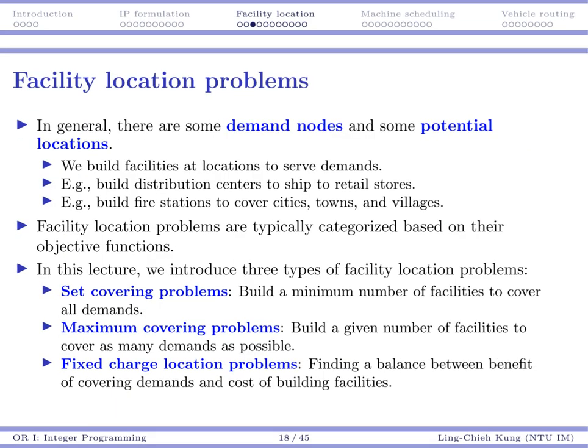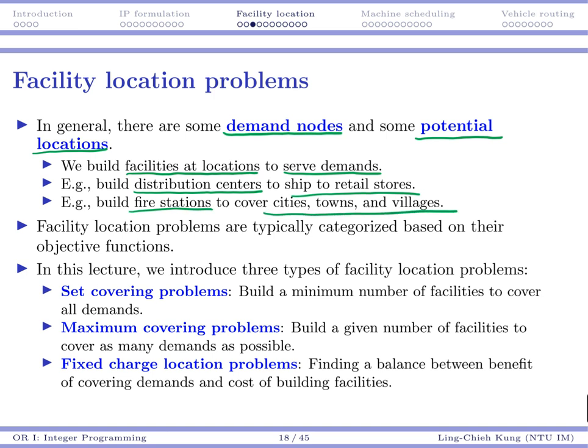In general, there are some things to keep in mind. There must be some demand nodes, and there must be some potential locations in almost all applications. We build facilities at locations to serve the demands. For example, distribution centers are made to ship products to retail stores. In that case, those retail stores are our demand nodes. Or we build fire stations to cover cities, towns, and villages, so that we may get there in time. So there must be some locations to choose from and some demand nodes.